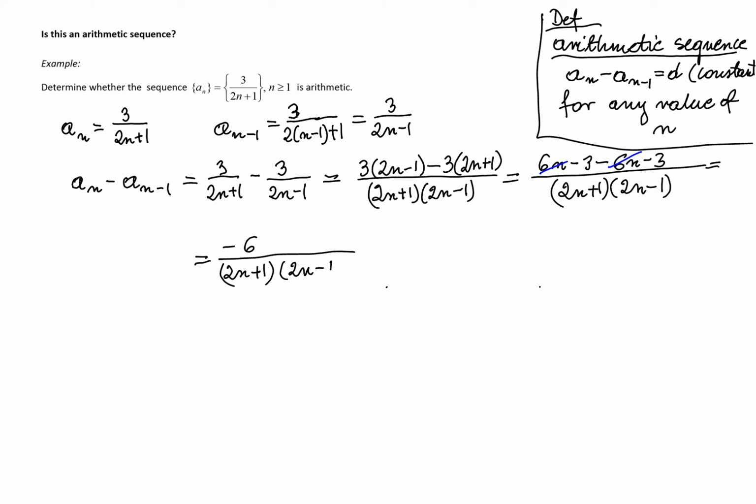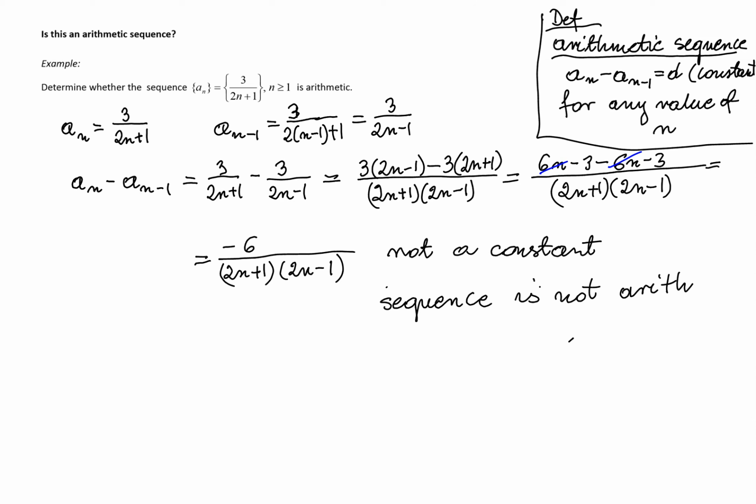And therefore you can see that the difference a sub n minus a sub n minus 1 depends on the value of n, and therefore it's not a constant. If I use different values of n, that difference is going to be different for those different values of n. And therefore, we can say that the sequence that we have here is not an arithmetic sequence, because it doesn't satisfy the definition. The difference between a sub n and a sub n minus 1 is not constant.